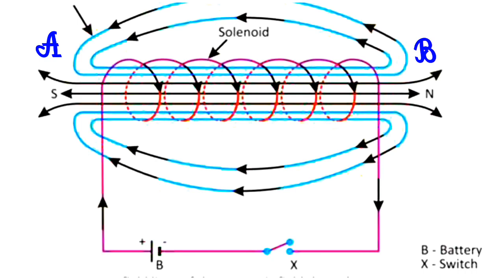Here is the solenoid connected to a battery through a switch. When the switch is on, current starts flowing through this solenoid, isn't it? So the direction of current is marked by arrow marks. When I am standing here, at point A, look at the direction of current. It is moving in this direction, that is, it is moving in the clockwise direction.